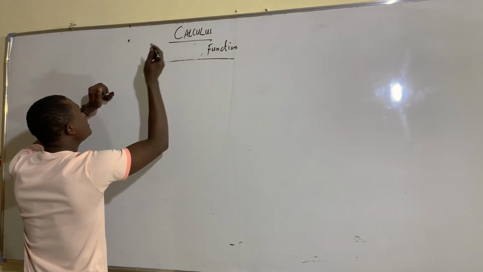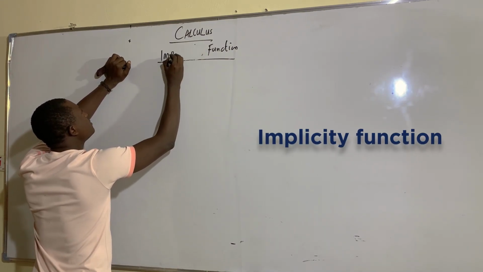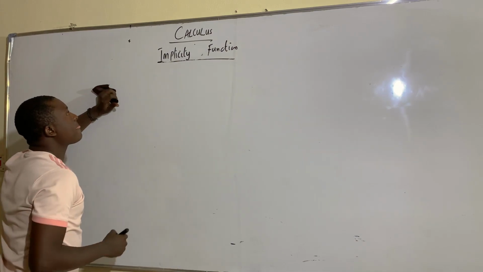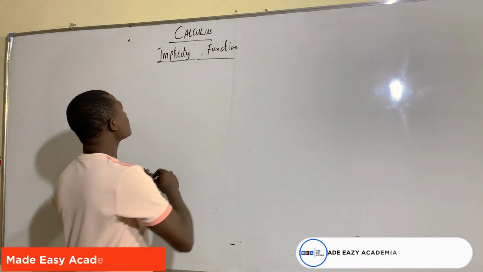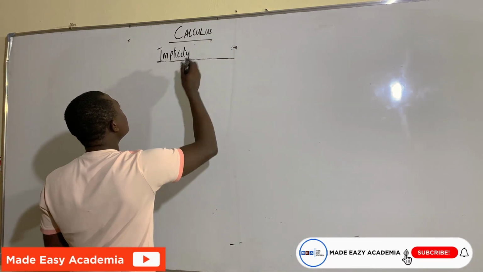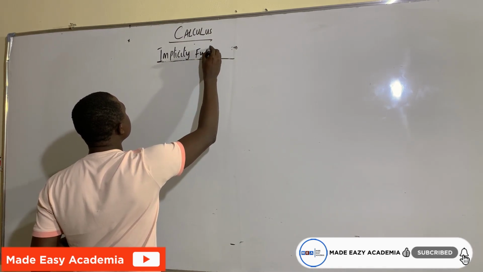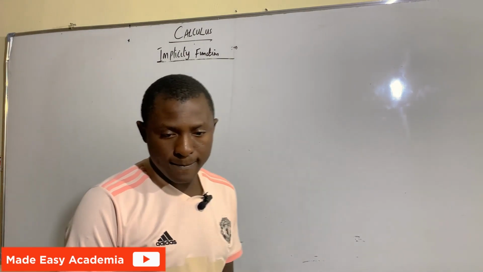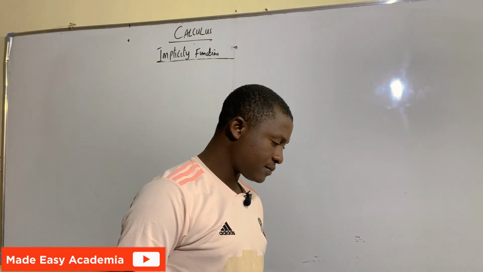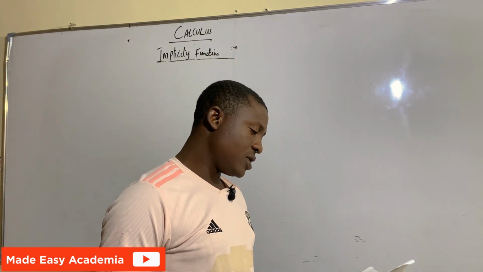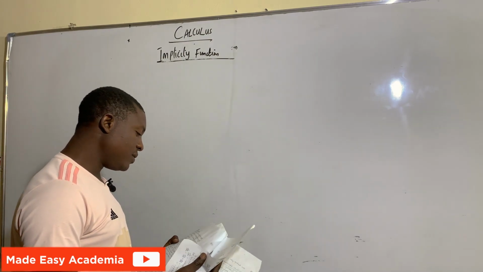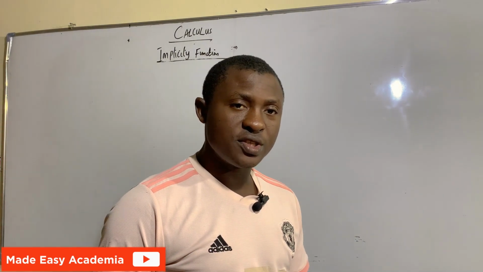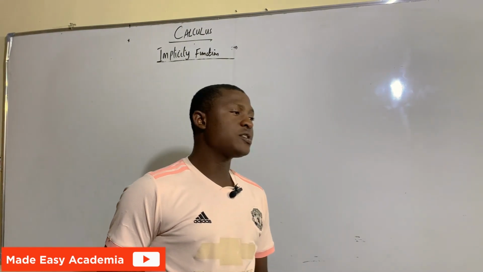So the next one we have is our implicit functions. This is another method, implicit rule functions. So we'll call it implicit differentiation. You see, in this case, let me just give you the simple logic of that.